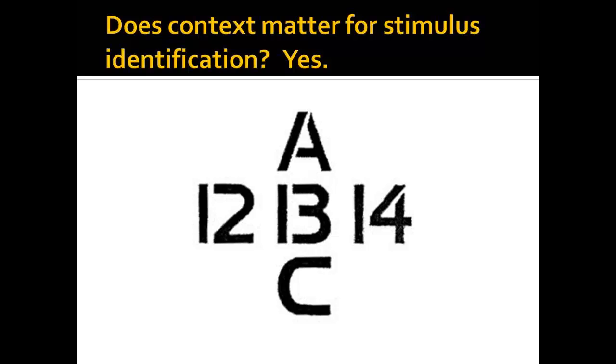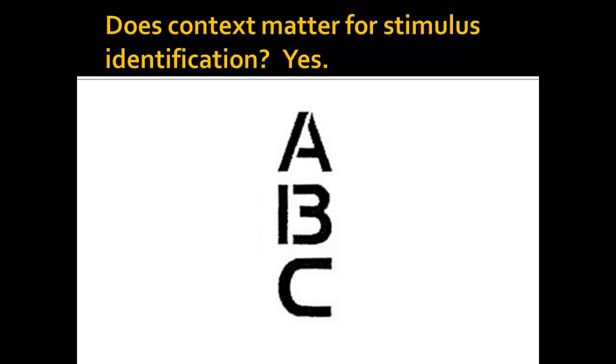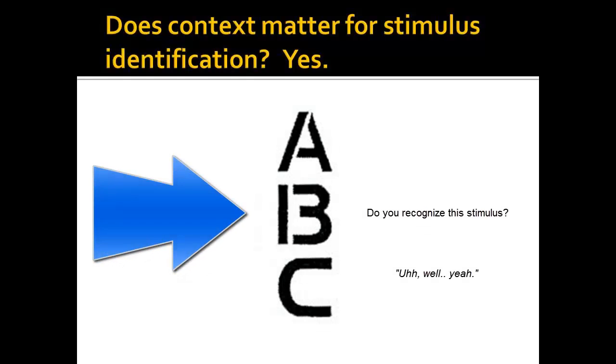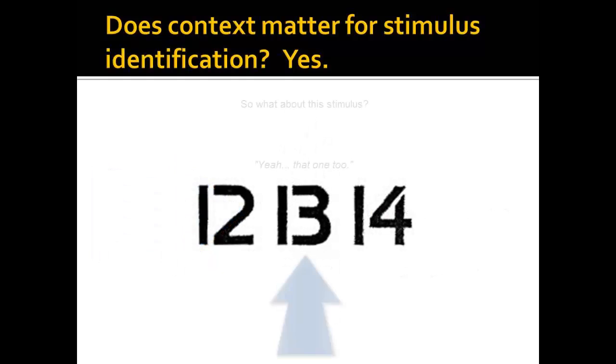But now we're faced with a difficult problem. We need to find a way to measure the speed of stimulus identification. Just asking people, do you recognize this stimulus, isn't going to help much. People just blankly stare at the screen and just press yes over and over. So we need to find a creative solution to this problem.